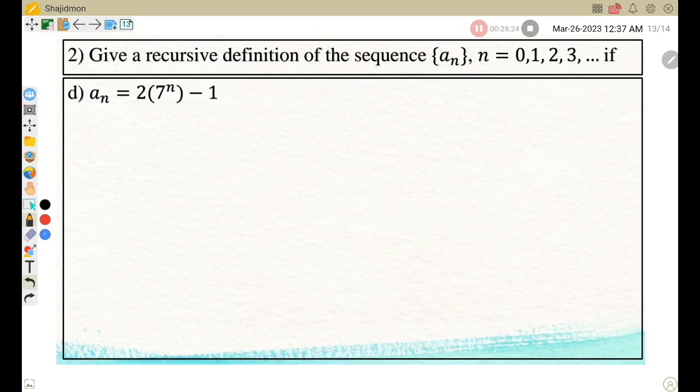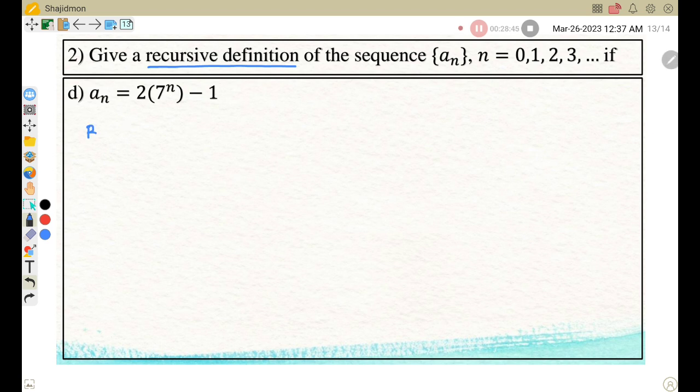Question number 2D here. Give a recursive definition of the sequence a_n = 0, 1, 2, 3, like that, it is continuing. Write the recursive definition of the sequence. That is the question here, correct? So we are going to do this question.